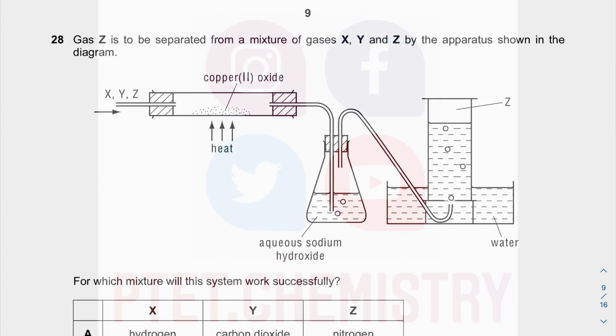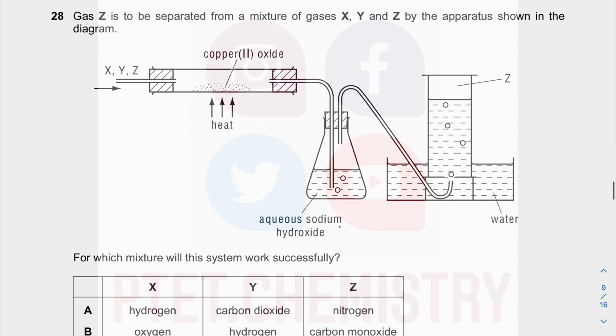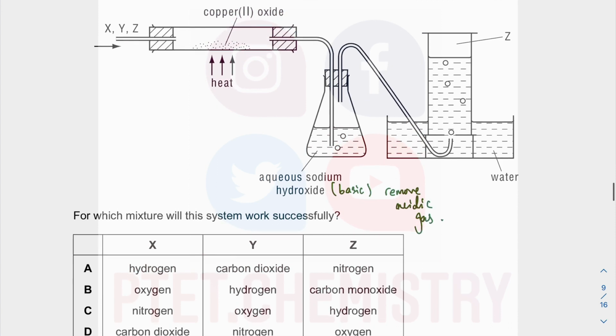Number 28. So you have gas Z. You separate it from the mixture of gases by this apparatus setup. The fact that you pass it through copper 2 oxide, and then you pass it through aqueous sodium hydroxide. This aqueous sodium hydroxide is basic, so it will remove acidic gas. For which mixture will this system work successfully?